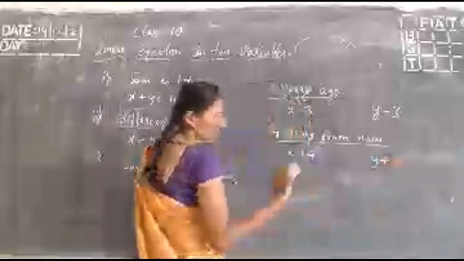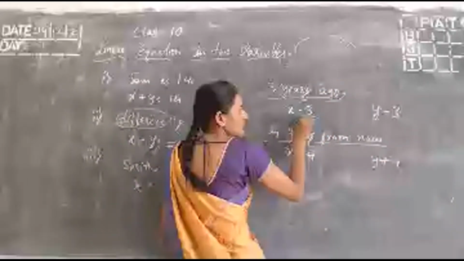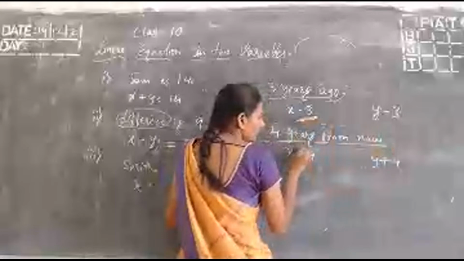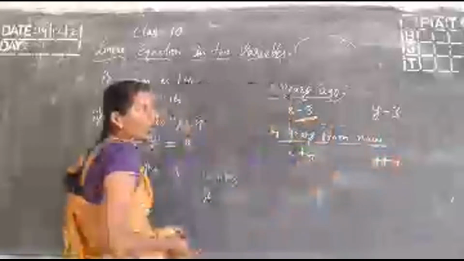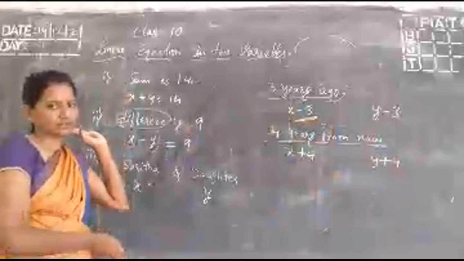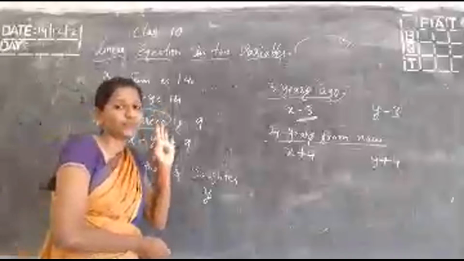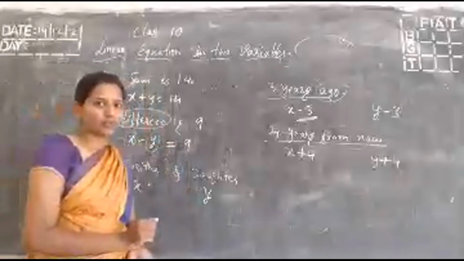Means here you have to understand, ago means you have to subtract, ago means previous. From now means you have to add. Understood? Shall we pass on to the problems?